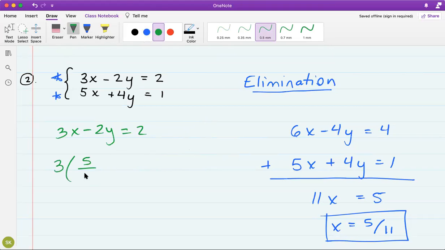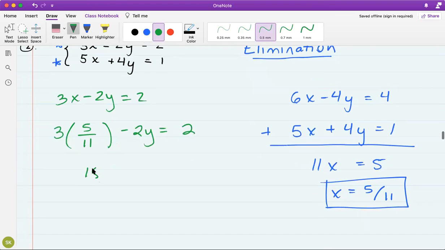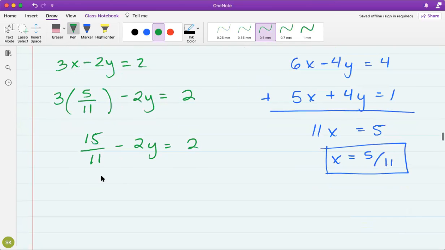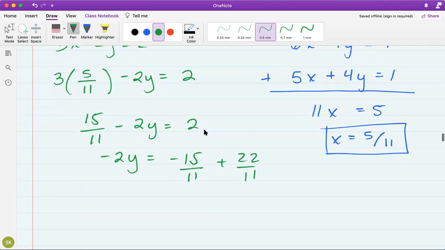So 3 times 5 over 11 minus 2y is equal to 2. Then this becomes 15 over 11 minus 2y is equal to 2. Move the 15 over 11 to the other side. This is 2 over 1. But 2 over 1 is the same thing as 22 over 11, just multiplying this by 11, the top and the bottom.